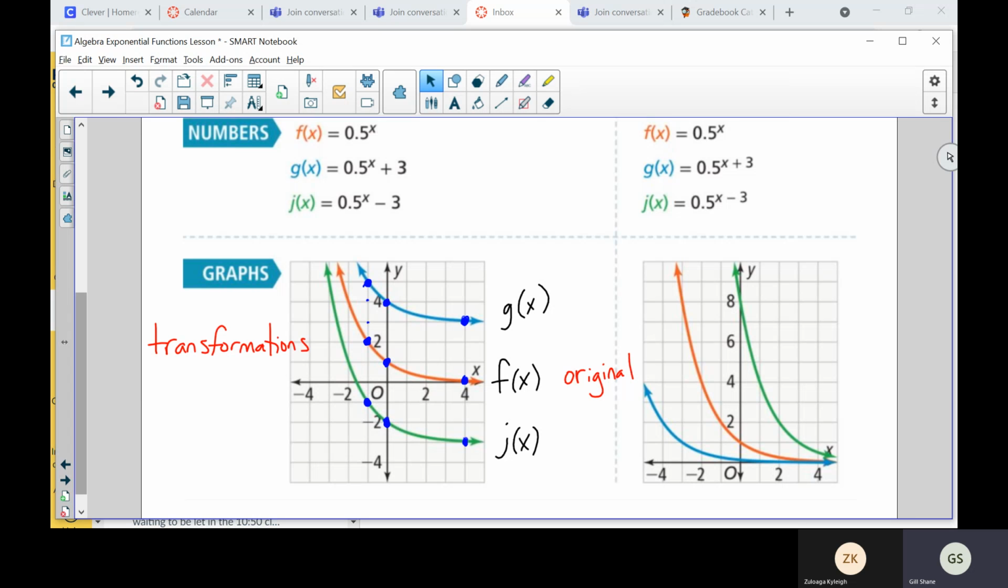Like, look up in the section where it says numbers. What did we do in that? And we subtracted. Think that's a coincidence? We added and subtracted. I think not. We just added 3 to the equation and we subtracted 3 from the equation. All we did was say, I'm just going to take the original equation.